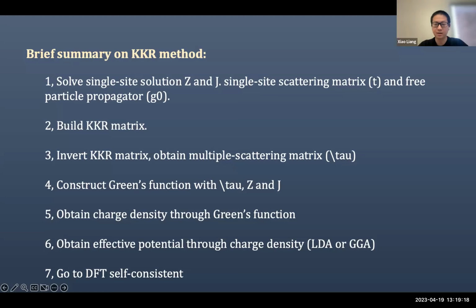Once we have the charge density, we can rebuild the effective potential using either LDA or GGA. Once a new effective potential is built, we need to solve the charge density again until the charge density and the effective potential converge. On the aspect of solving the one-electron Schrodinger equation, either the KKR method or directly solving the wave function is equivalent, as both methods aim to solve the charge density.